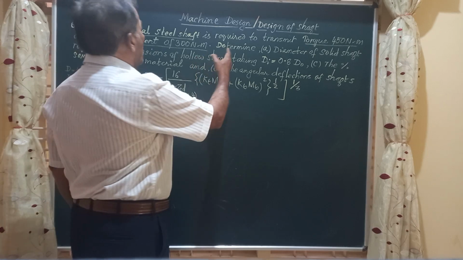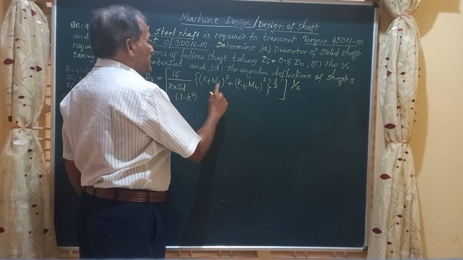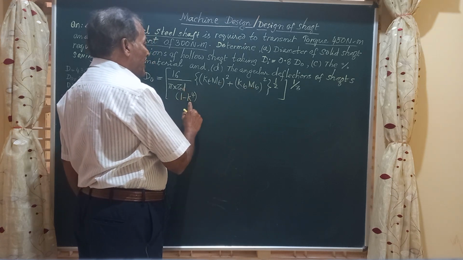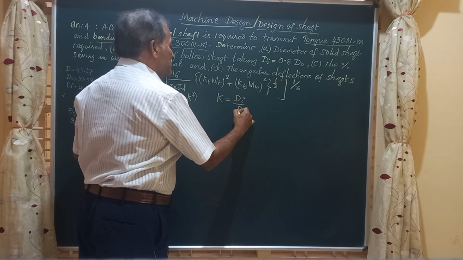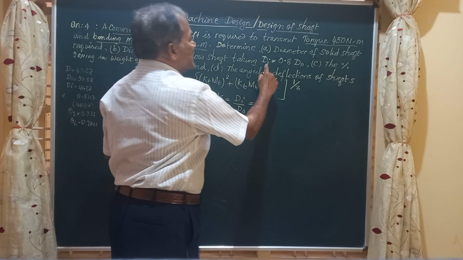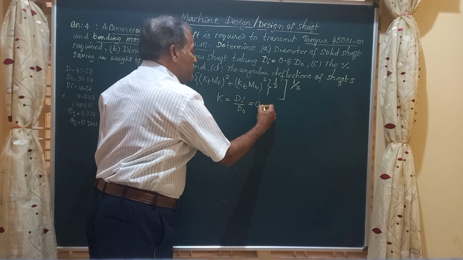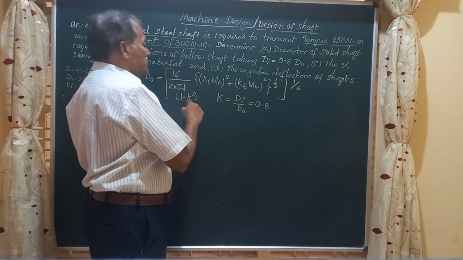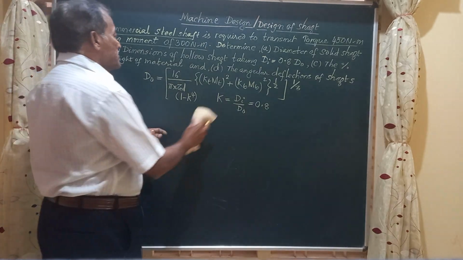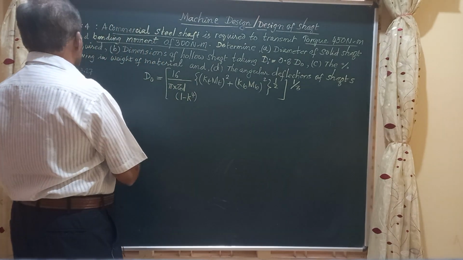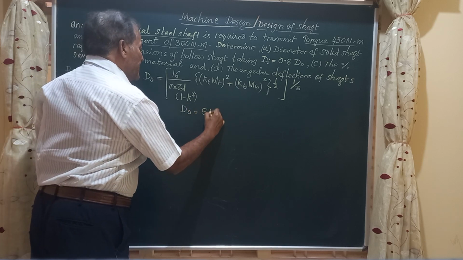Friends, you know all the values of KT, KB, MB, MT, tau Vd, and the value of K is the ratio of Di by D0, the ratio of inside diameter to outside diameter, and it says Di is 0.8 times D0, or Di by D0 is equal to 0.8. So with this substitution, all other values remain the same, and if you substitute and simplify, friends, you get D0 is equal to 51.58 mm.